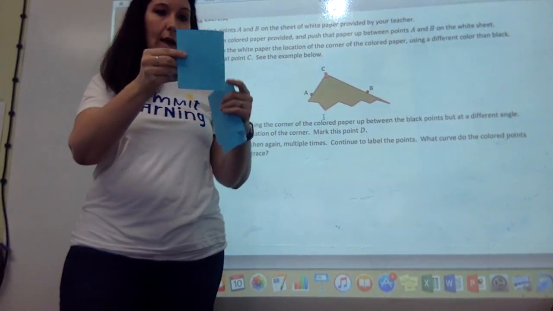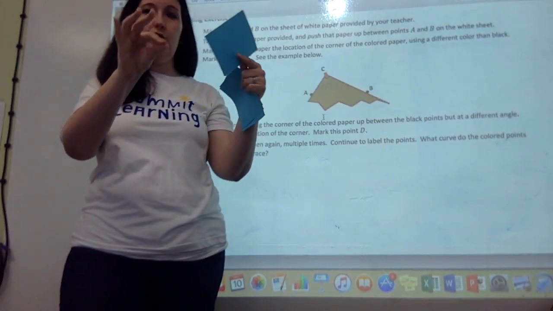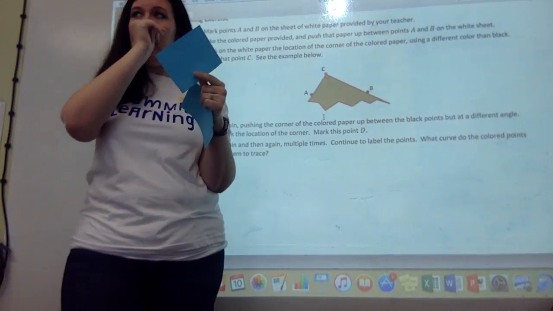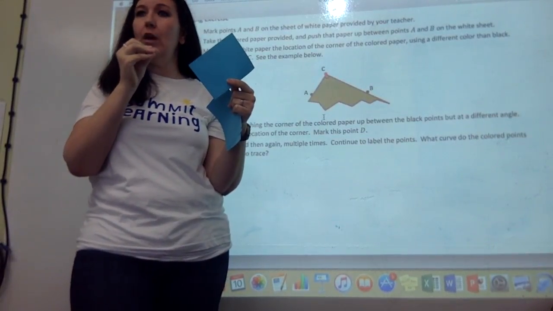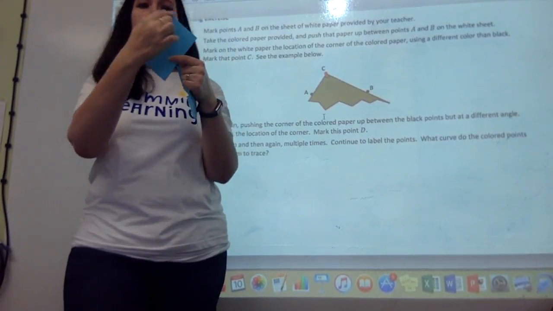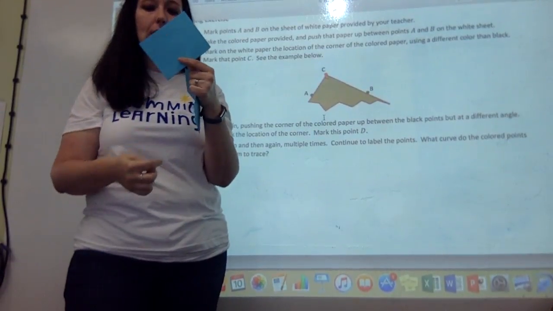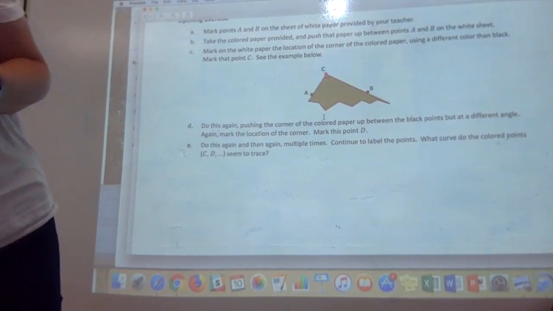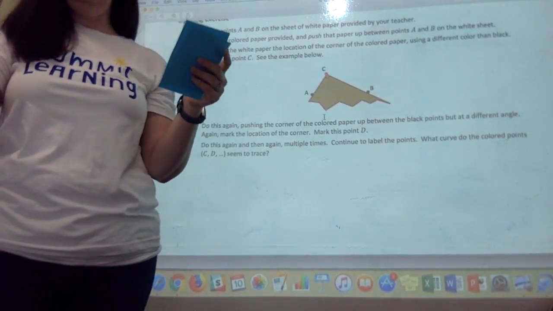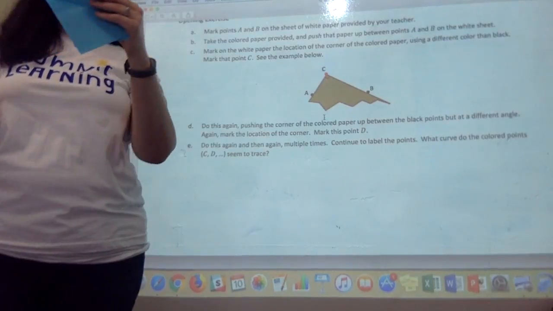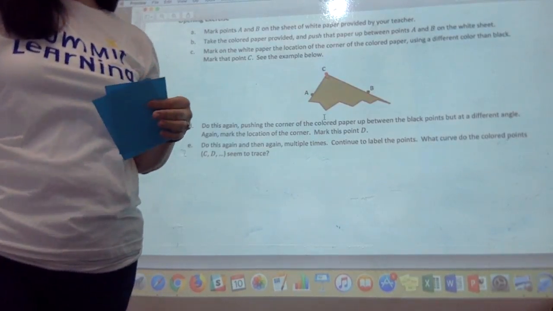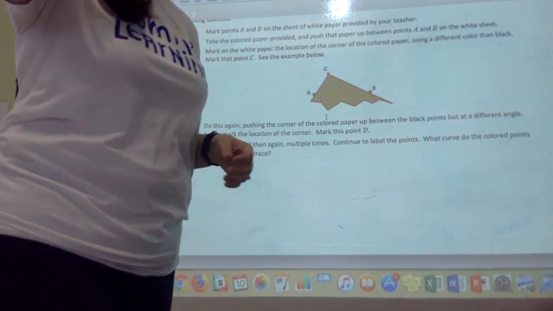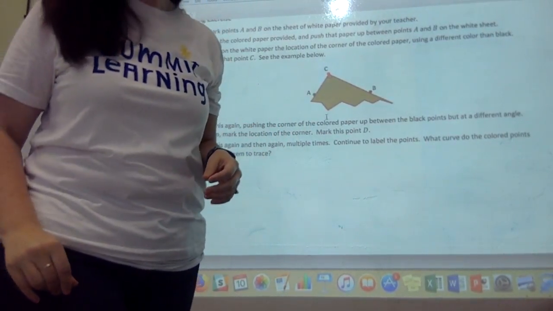Can you tell the part that I cut and then the part that's the original piece of the paper? The corner that's the original piece of the paper, because I want it to be what kind of angle? A right angle. So if I use the corner, that's going to be a little bit better than the one that I cut. If you want to mark that as your right angle.